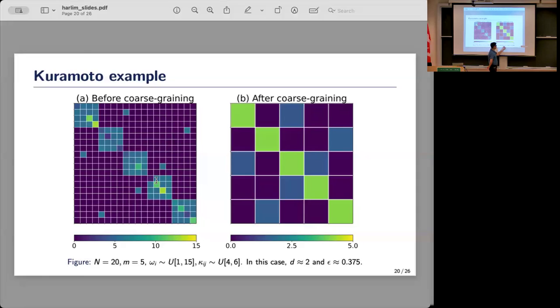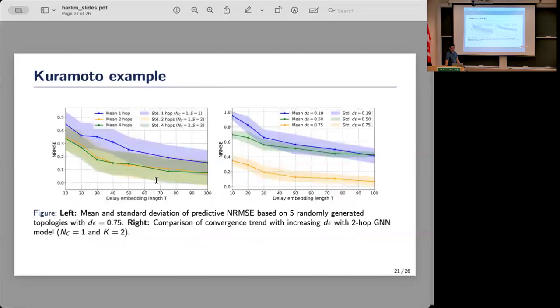In this case, the average degree is roughly 2, and epsilon, the average weight, is about that. So d times epsilon is greater than half. Let's see what happened here. On the left-hand side, what I'm showing you is that if we fix d epsilon to be strong, bigger than a half, then you look at 1 hop, 2 hops, 4 hops. What we said in the previous proposition is that there's no difference, because remember, Kuramoto is a 1 hop model, so capital K is 1.